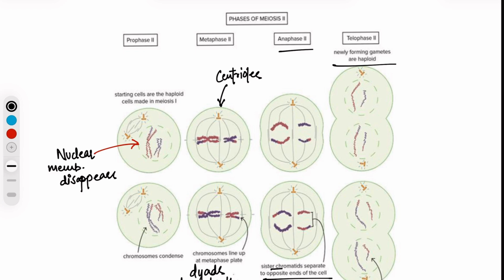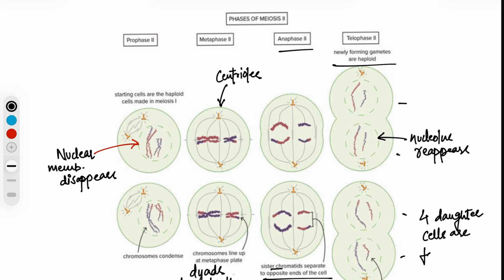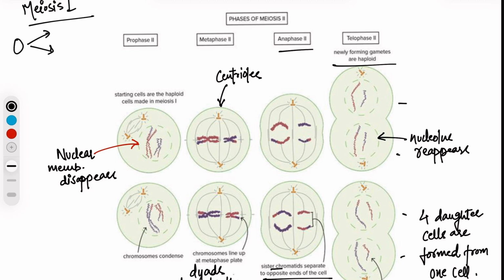Next, in anaphase second, chromatids separate to form sister chromosomes and they start to move towards the two poles of the spindle. Last, in telophase second, chromosomes uncoil and form two groups. Nuclear membrane and nucleolus reappear and four daughter cells are formed from one cell. In the beginning, we started from one cell, and till now, after meiosis 1 and meiosis 2, four daughter cells are formed. They are haploid.